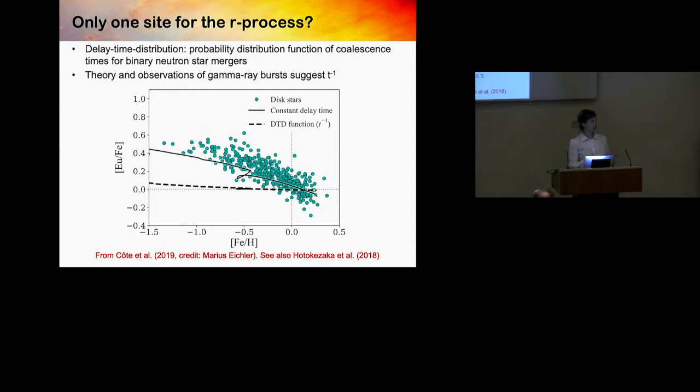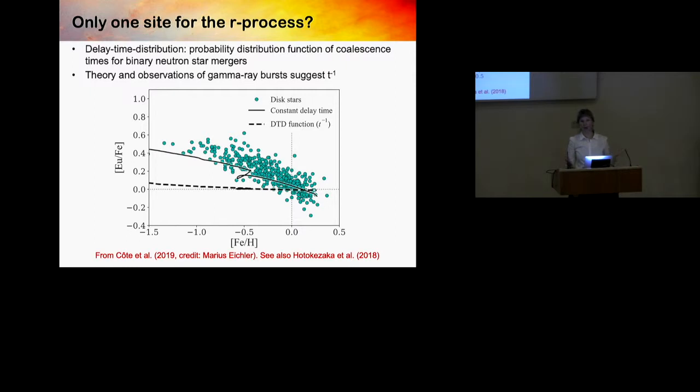If you put that into a chemical evolution simulation, and I'm showing that here, remember iron to hydrogen is a proxy for time, and we have europium abundances. This is predominantly made by the R process. There's almost no S contribution here. And we have observations of stars, and the dashed line shows what you get if you use that T to the -1. It doesn't fit.